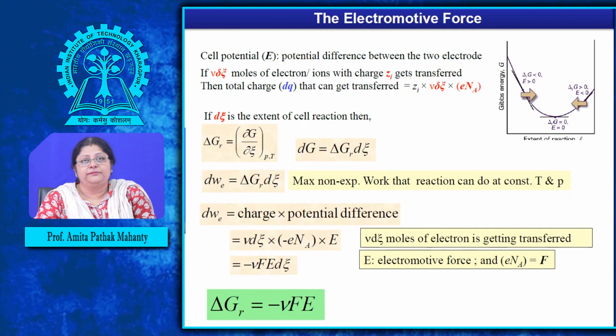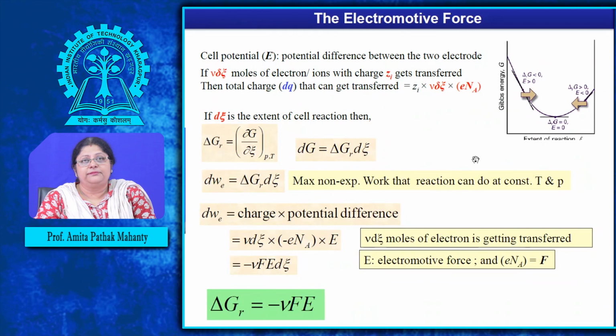I equate the two. What do I get? I equate these two, this W and this. I equate these two. What do I get? The delta G reaction becomes equal to minus nu F E, where F is the Faraday constant and E is the electrode potential or cell EMF.